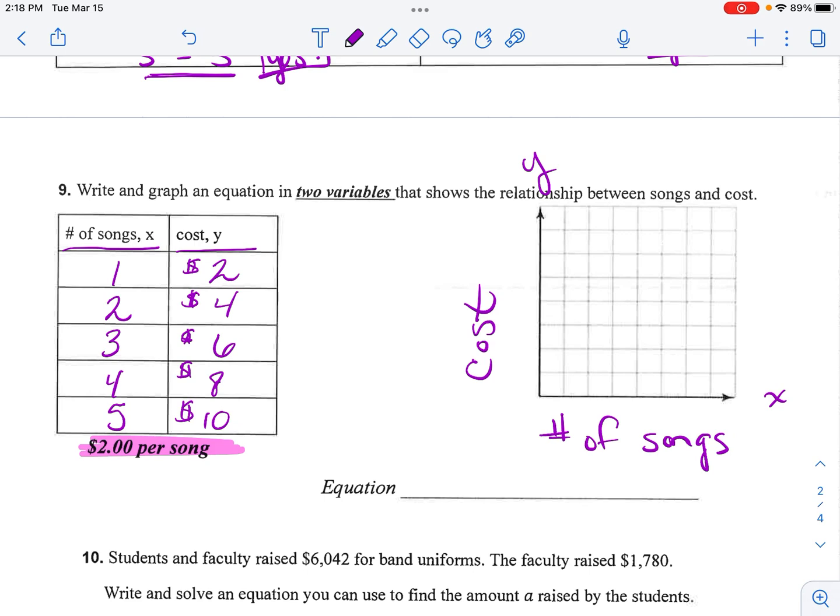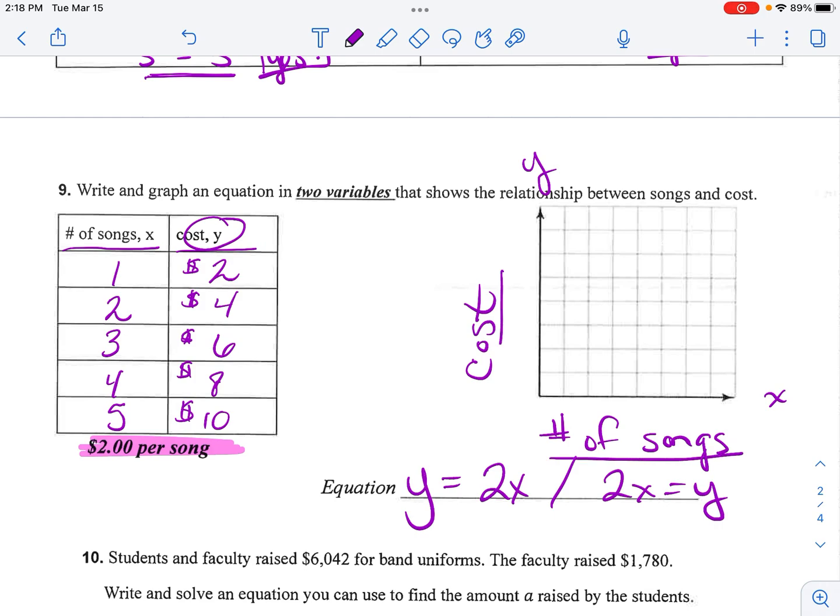So now you should be thinking, to get the cost, y equals $2 per song. So our equation would be y equals 2x. 2 times the number of songs equals our cost. Or you could write 2x equals y if you wanted to as well. Either of those will work. Let's get this stuff on our graph.